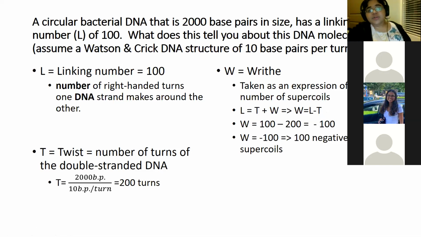If this number ended up positive, it would have been 100 positive supercoils. And if it ends up 0, then there is no supercoiling going on. It's just there. Does that make sense?